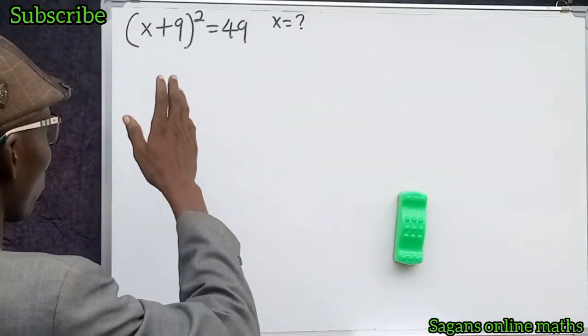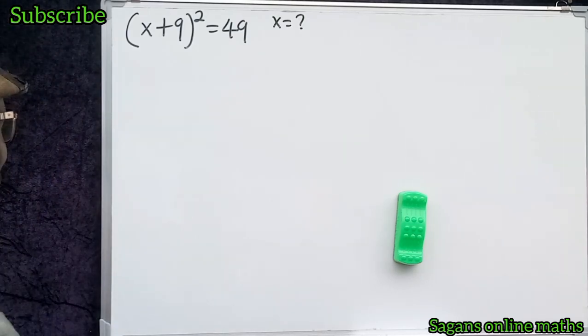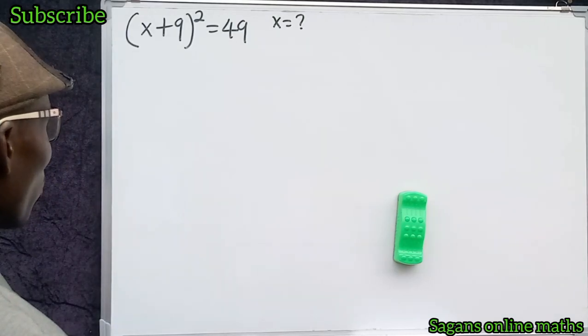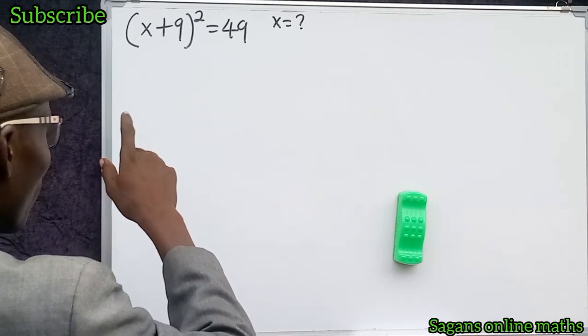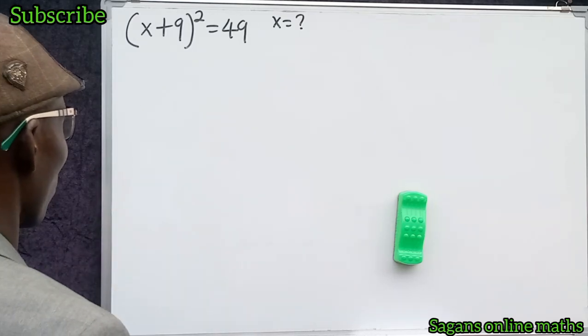Okay, look at what you are given on the board. We have (x plus 9) all to the power of 2 is equal to 49. We are asked to look for the value of x that will satisfy this equation. Case 1.